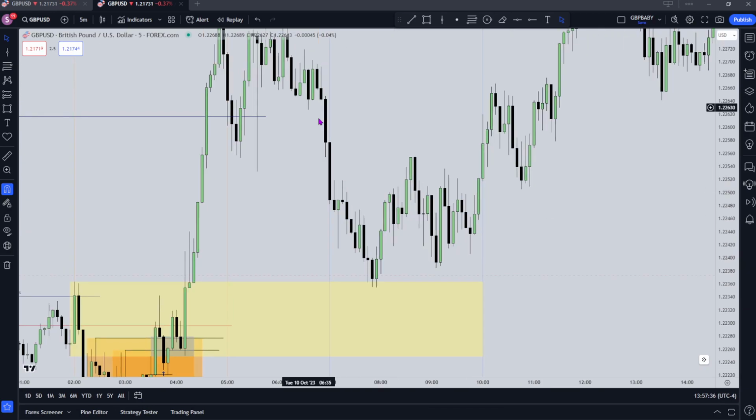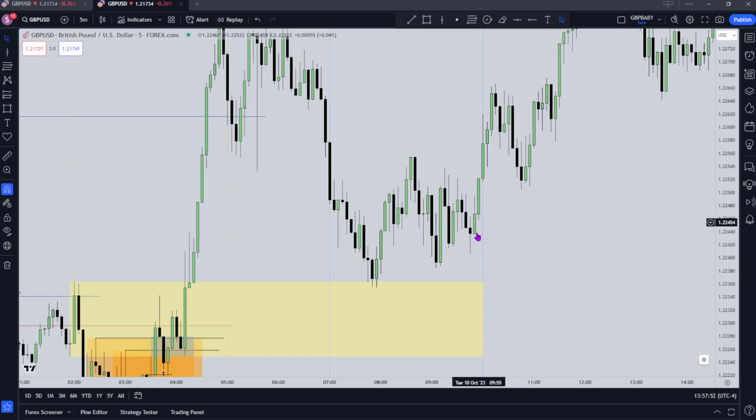As we fall into this level during the New York session, you can see we trade down to it, and then at 8 a.m. we touch it, and then of course at 8:30 we have the news release. We will not take out these stops. And then you can see we're pretty consolidated for most of the session.